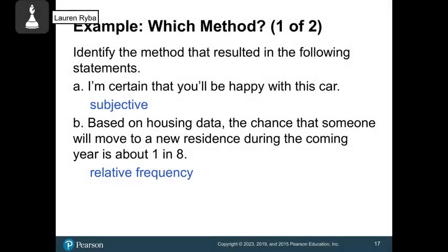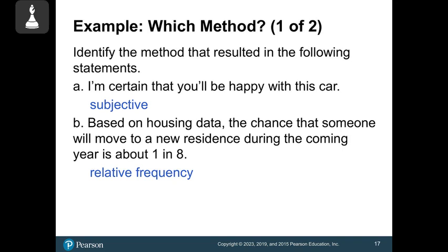So let's identify each method based on the situation. If someone says, I'm certain that you will be happy with this car, that is subjective. They are just making an assumption or trying to sell you something here. They're just saying, I think you're going to be happy with this. There is no evidence to back that up. It's just a statement.